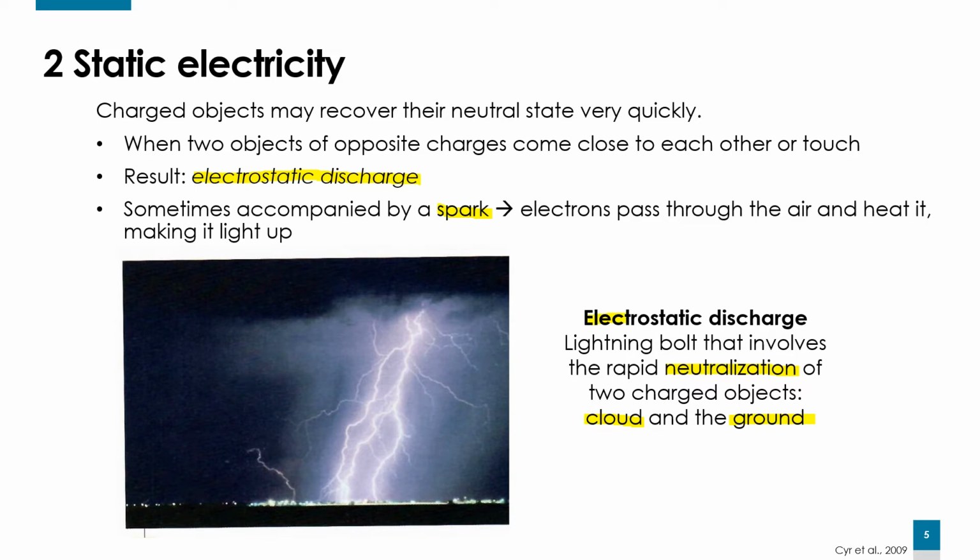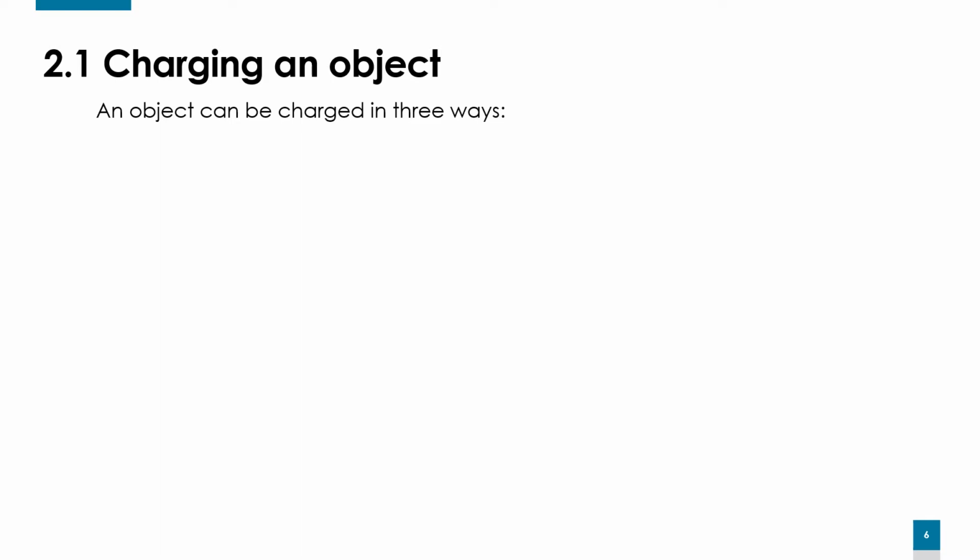Okay, so we call this electrostatic discharge when they quickly recover their neutral state. By quickly transferring the charge from the cloud to the ground, they quickly recover their neutral state, and this is usually accompanied by a spark. Okay, now how do I charge an object? We have three ways of charging an object: friction, conduction, and induction. We are going to talk about each of them now.